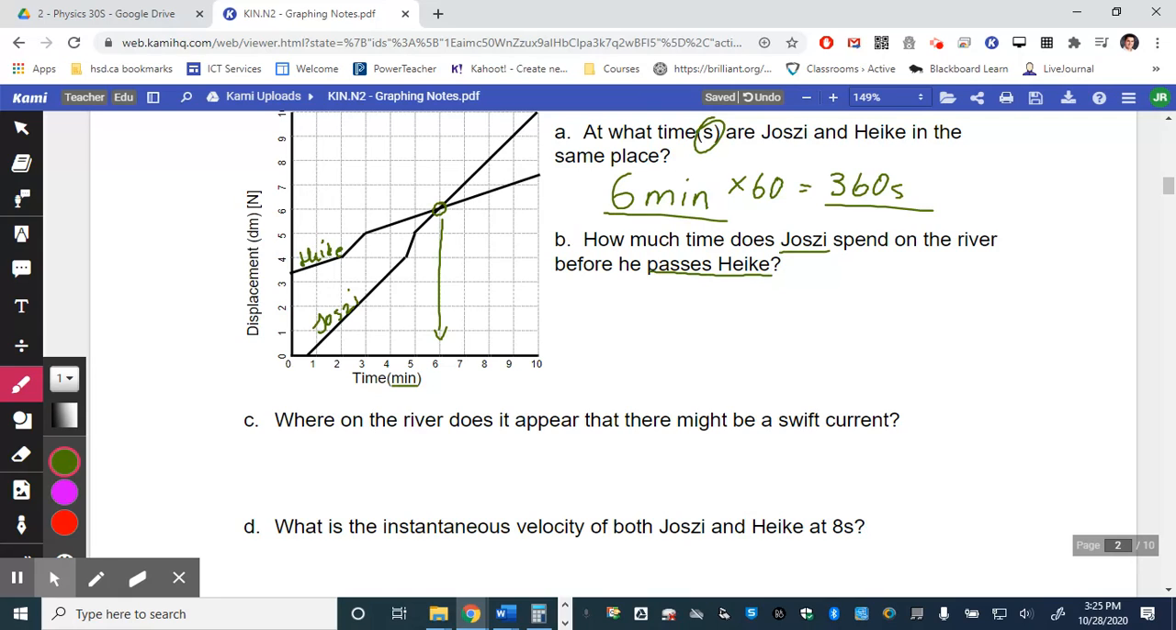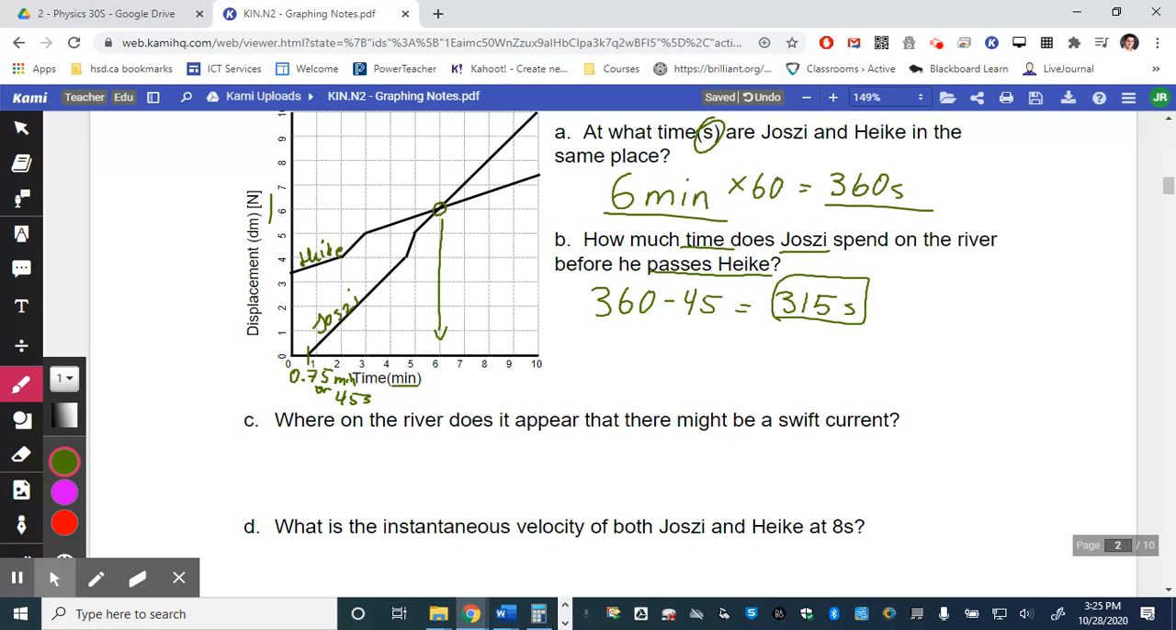How much time does he spend on the river? Well, you're tempted to say, oh, it's 360 seconds. Hold on a little bit here. He only jumps in the river there, and this is at precisely 0.75 minutes, or 45 seconds, 3/4 of a minute. So we have to take away 45 seconds. 360 minus 45 is 315 seconds. So how much time does he spend on the river? The answer is 315 seconds. Do we need a direction? No, because it's in time.